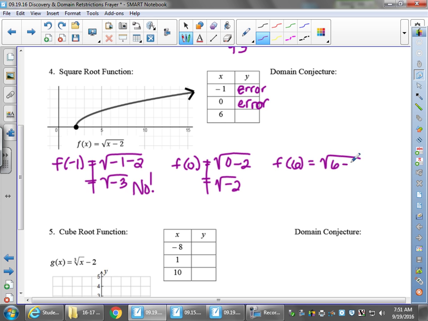I get 6 minus 2, square root of 4. What is the square root of 4? Oh, that worked. And if I look at 5, 6, there I'm okay. So by means of these errors, we can deduce that we cannot take the square root of what kind of number?